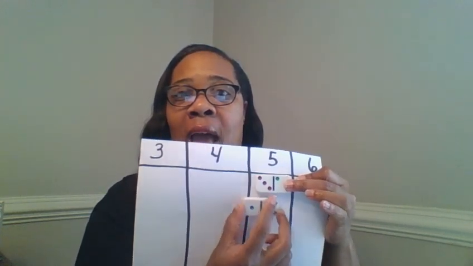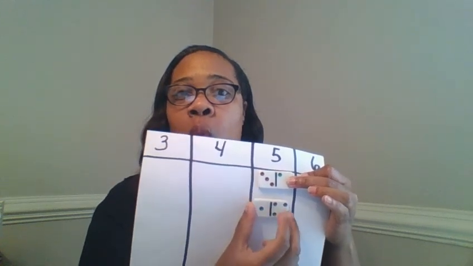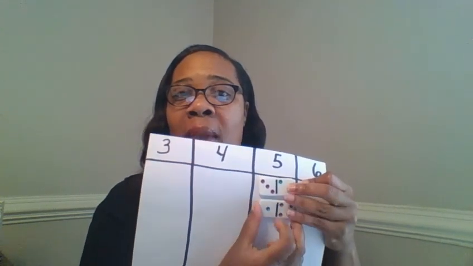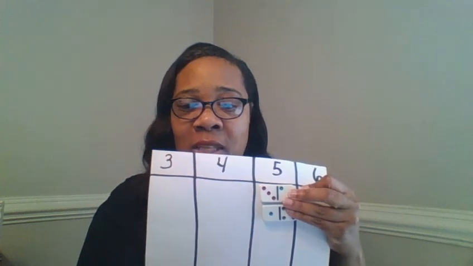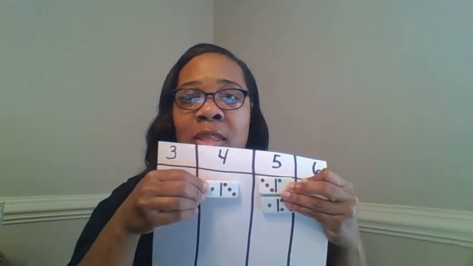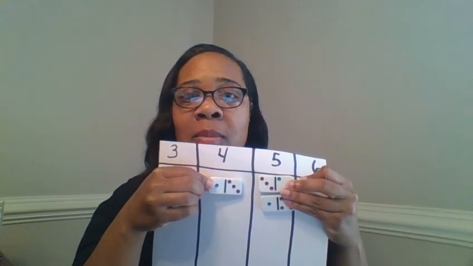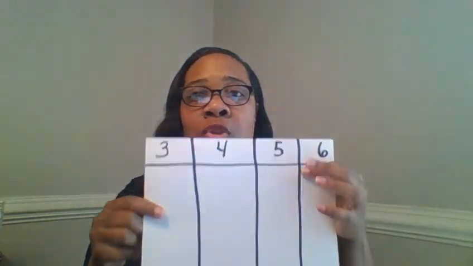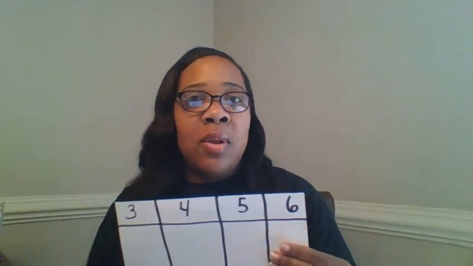So here I have three and two. This one is one and four, but they all make five. You can put everything that makes five here and everything that makes four, different ways to make four, here. You could do a few numbers at a time, do three through six. Then you could do another one that has seven through 10 and have them work with their dominoes at home.